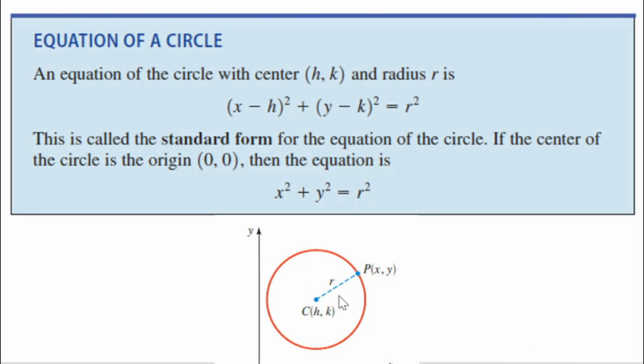This is a circle with the center (h, k) and the radius is now from the point C to P. That's a radius, and point P is one of the endpoints on the circle, which is now (x, y).